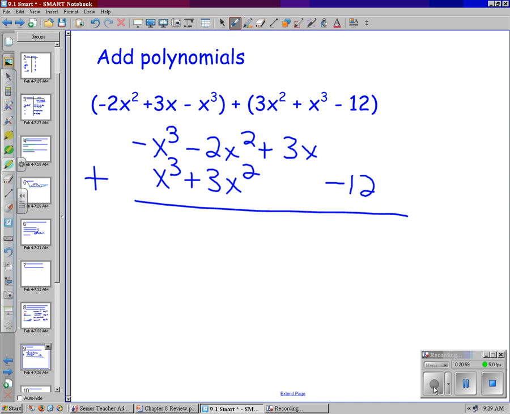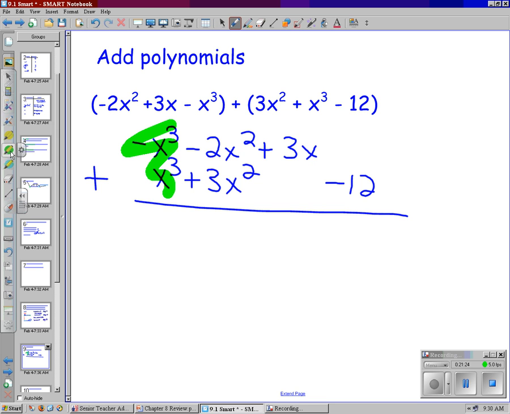What do you add when you add terms? You add the coefficients. This is like saying a negative apple and a positive apple. How many apples do I have if I have a negative and a positive? 0. So the x to the third power here, those cancel out completely because I got a negative 1 and a positive 1. Done on that one.